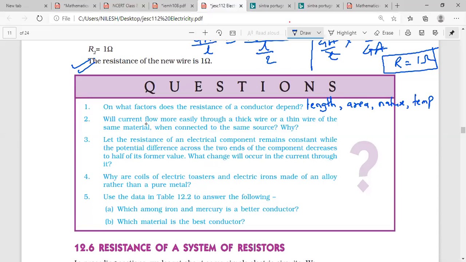Now read this question. Will current flow more easily through a thick wire or a thin wire of the same material? Why? Through the thick wire, more current will flow easily. Why? Because the cross-section area is more. Current is directly proportional to area.